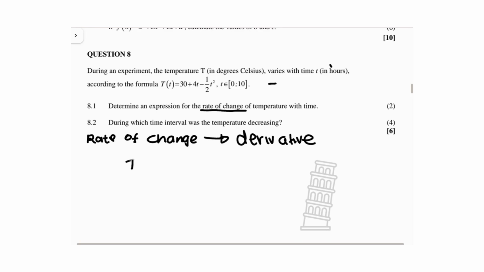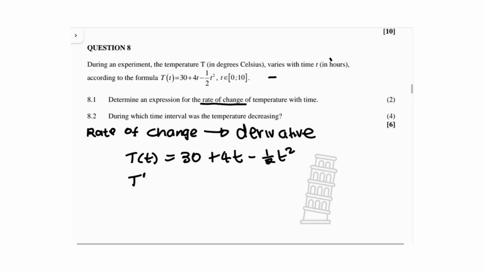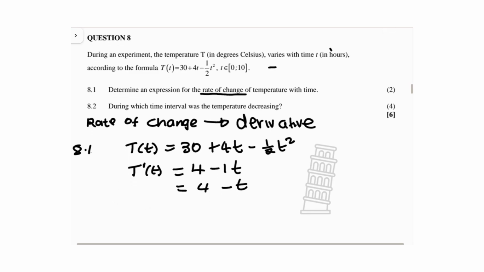So our original equation is 30 + 4t - 1/2 t squared. Now the rate of change, I'll call it T prime of t. The derivative of a constant is 0. The derivative of 4t is just 4. Then the derivative of negative a half t squared, negative a half times 2, is negative 1t. So our derivative is 4 - t. That is the rate of change. That is 8.1.